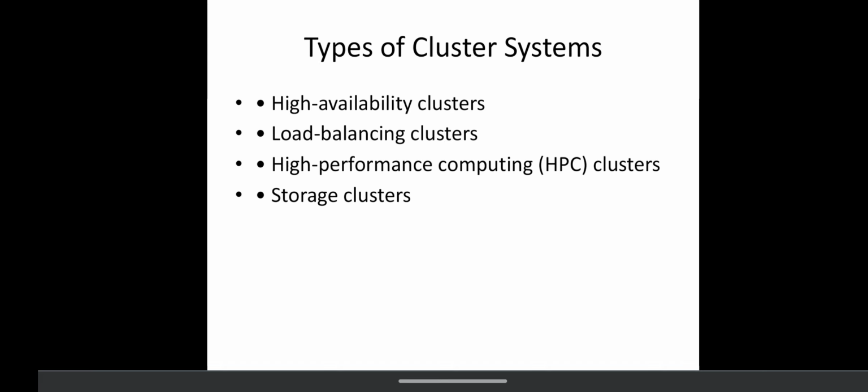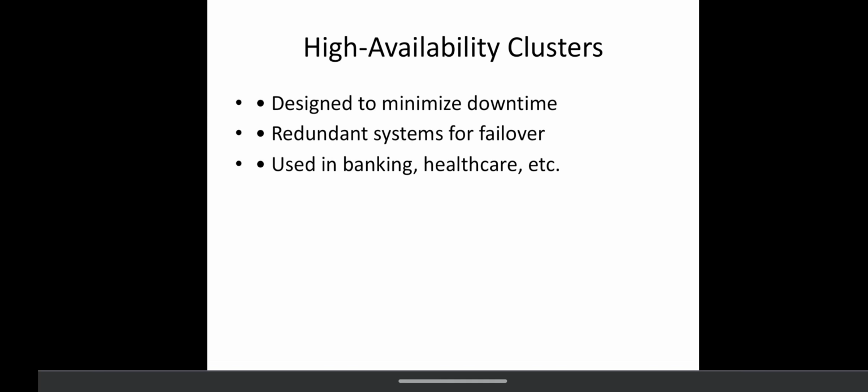Types of cluster system: high availability cluster, load balancing cluster, high performance computing (HPC) cluster, and storage cluster. These are the types of cluster systems.